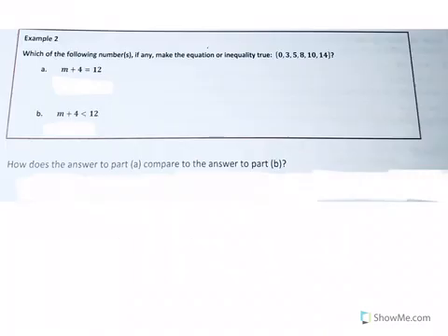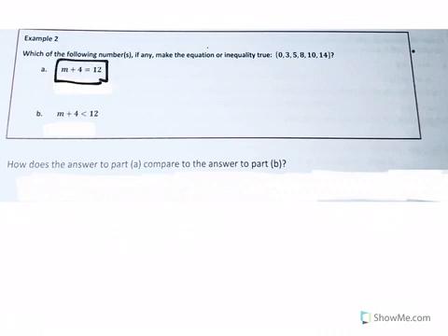All right, which of the following numbers, if any, make the equation or inequality true? So we have a set of numbers here. When you have those brackets like that and there's numbers inside, separated by commas, that's called a data set. That's a set of numbers. And so we're looking at 0, 3, 5, 8, 10, and 14. So we have 6 different numbers that we're going to be checking as we look into these inequalities.